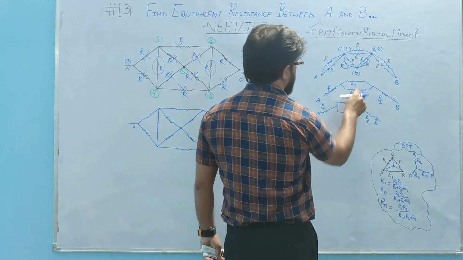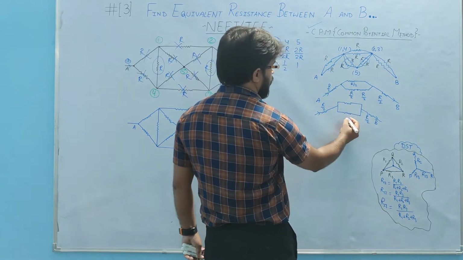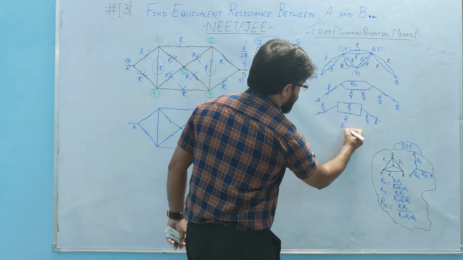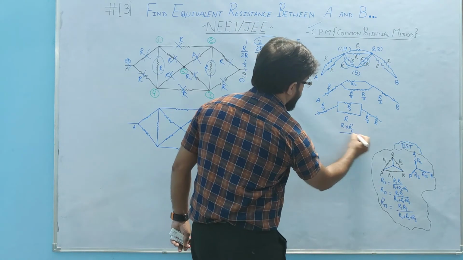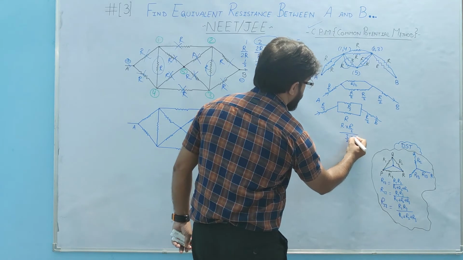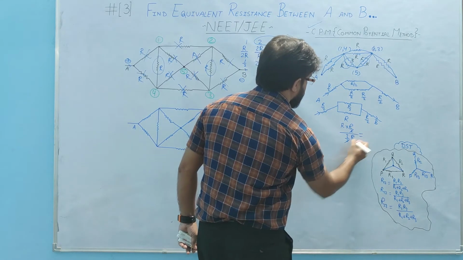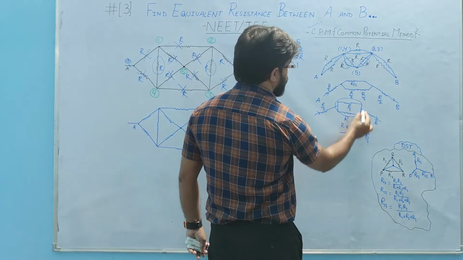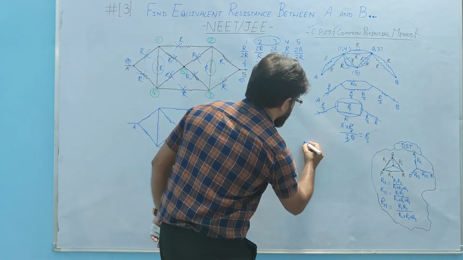R by 2, R by 2 becomes R. Now these are in parallel, their parallel would be R by 2 divided by the sum of them, which is 3 by 2R. The 2 gets cancelled, R gets cancelled, R by 3. This section will become R by 3.